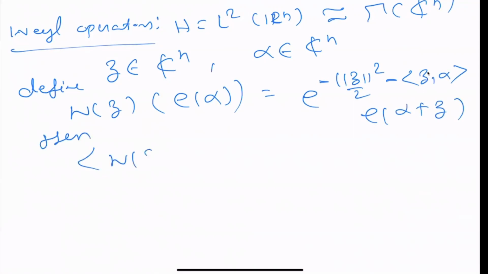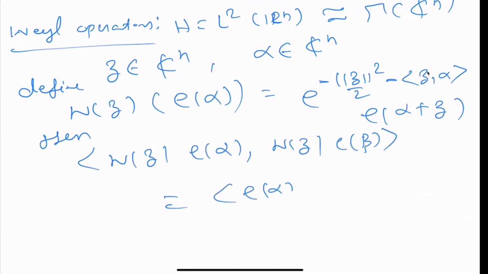Then the inner product of W of Z E of alpha and W of Z E of beta is equal to the inner product of E of alpha and E of beta. You can explicitly write it down, by direct verification. Do that and then it will follow that this preserves the inner product on that. So this implies W of Z extends to a unitary.